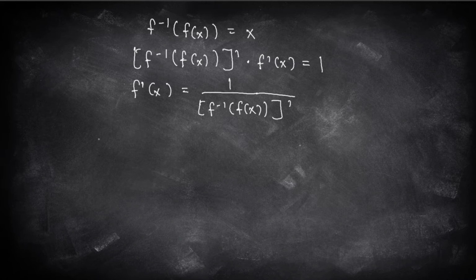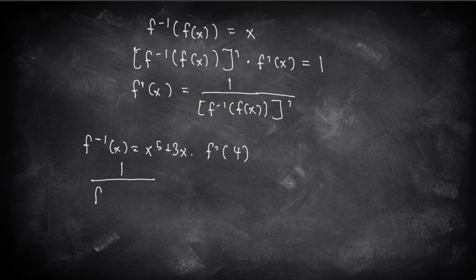So let's try an example. It's the same procedure. Let's say our inverse function is x to the power 5 plus 3x, and we want to find the derivative of f at 4. So basically, as we did before, we follow this formula: 1 over the derivative of the inverse function of f of x. Sorry, forgot to put the 4.